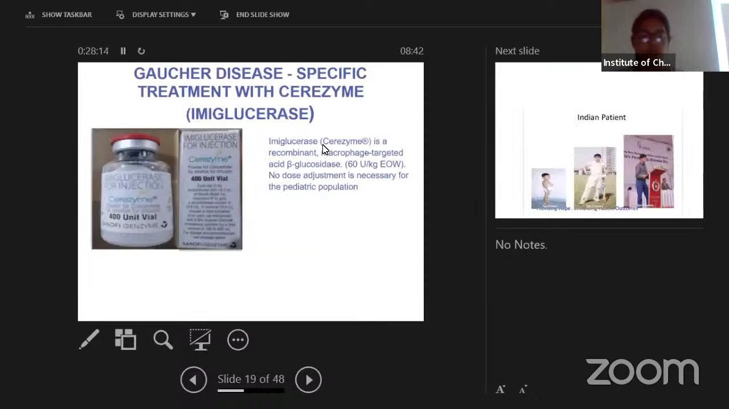So that patient was treated with imiglucerase at the dose of 60 units per kg, every 2 weeks.